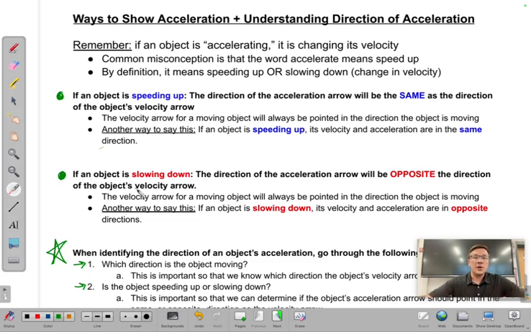On the flip side, if an object is slowing down, so if I hit the brakes on my bike, the acceleration direction will be opposite the direction that I am moving, or the direction of my velocity. If we can get that straight, that'll be really helpful, because once you understand whether the object's speeding up or slowing down, you should be able to pick the direction of the acceleration arrow.